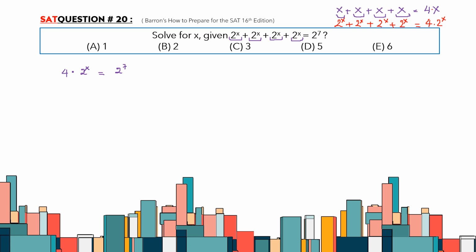And we should remember that 4 is 2 to the power of 2. Here we have two ways to approach these questions. The first one, we can use the formula: if we have the base a to the power of m, divided by a to the power of n, that will be equal to a to the power of m minus n.